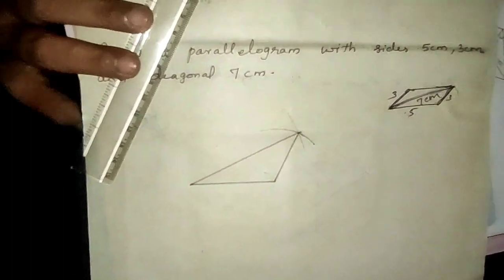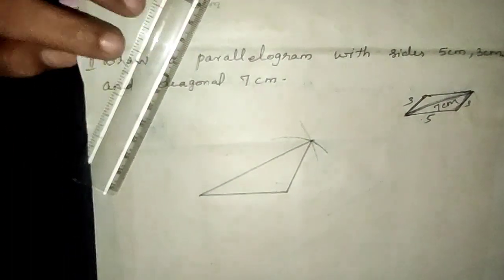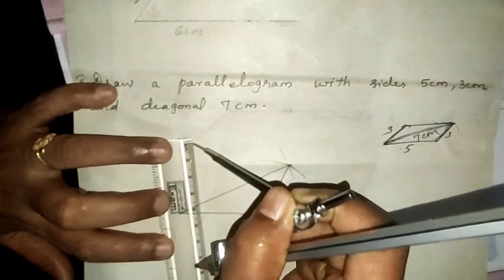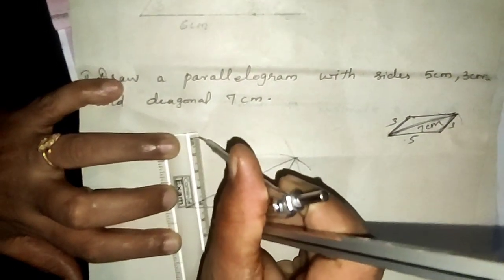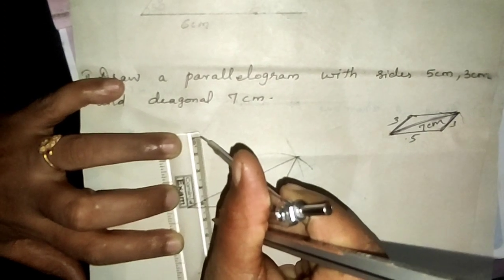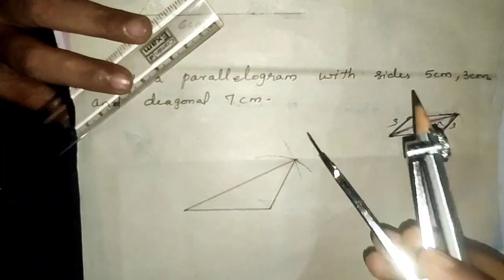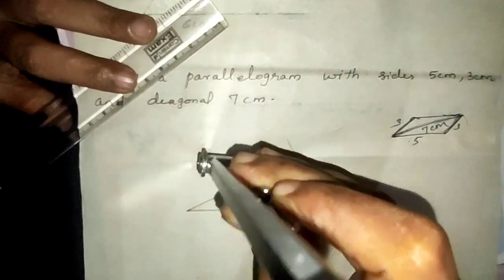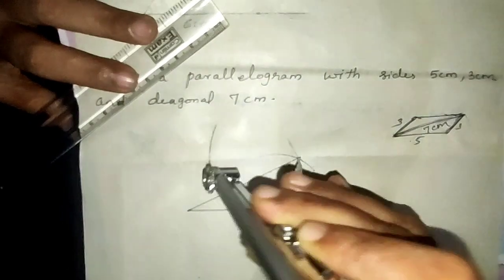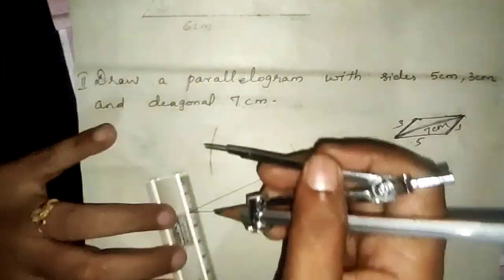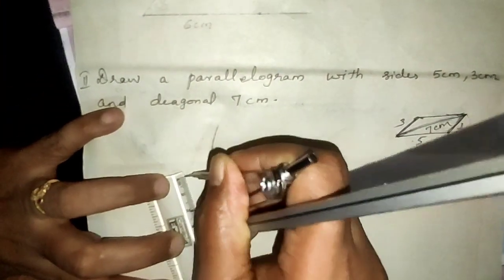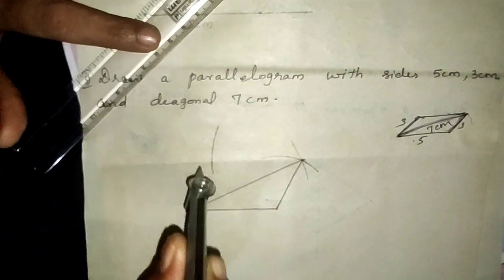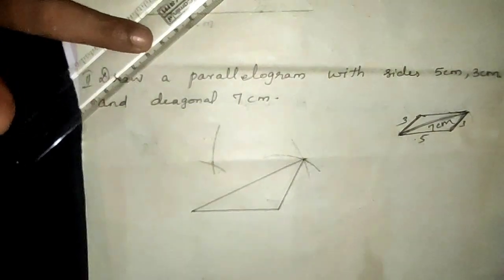Then next is, see, this length is equal to 4 centimeter. So next we are going to draw 5 centimeter. Next we need to complete the other section. So keeping this point as center, draw a 5 centimeter arc like this, and keeping this point as center, draw another arc with, yes, this one as 3 centimeter.